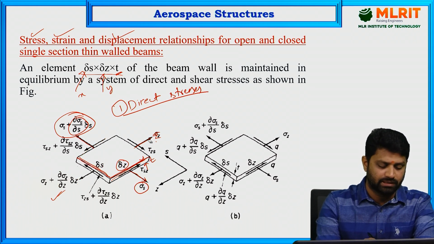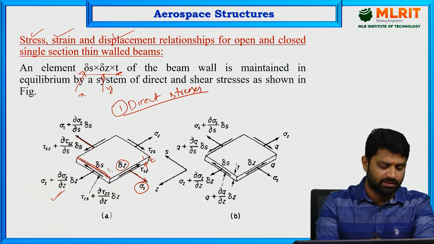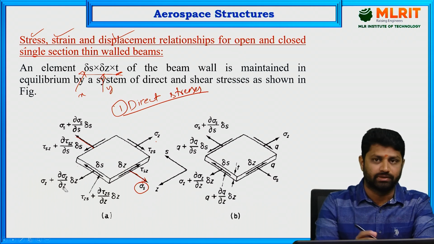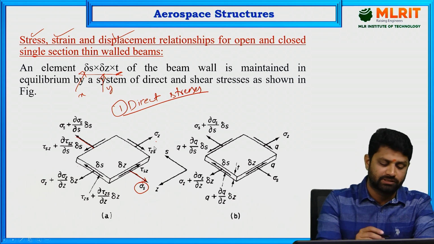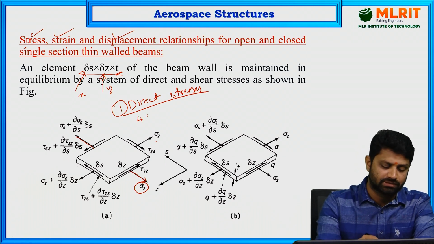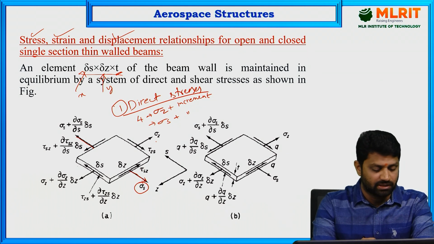Next, let's try to represent the other stresses as well. So we have represented these four stresses: one is sigma Z and its increment, and the second one is sigma S and its increment. In total there are four direct stresses that we have represented on this element.